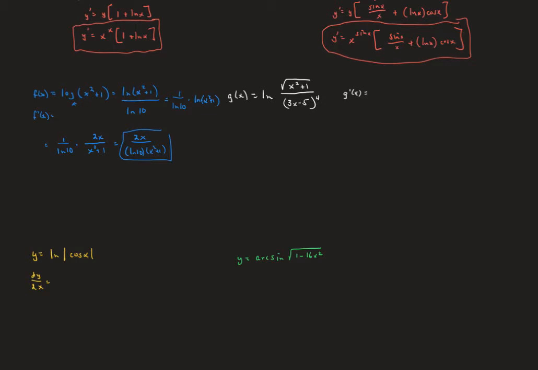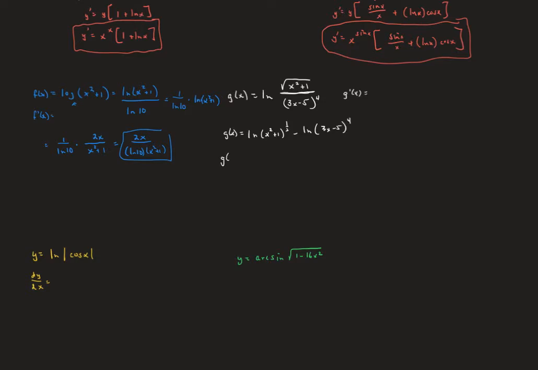Now the second one, before we get carried away in trying to find g prime with this very complicated inside of the logarithm, let's do all of the algebra that we can using our properties of logarithms. So we know a logarithm of a division is the difference in the logarithms. So I'm going to write that as the natural log of x squared plus 1 to the 1/2 minus the natural log of 3x minus 5 to the 4th.